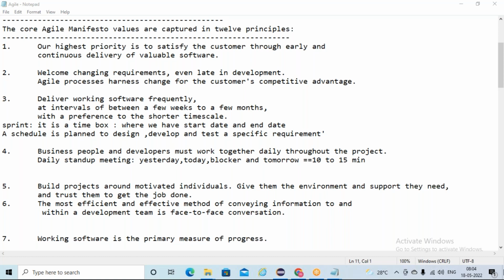So that is what sprint planning is, delivery of working software frequently at intervals between a few weeks to a few months. Few weeks means like 3 weeks, 4 weeks means a month. A sprint can be between 2 to 4 weeks. Every sprint, you can plan between 2 to 4 weeks like that. So within that shorter interval, we will plan and we will deliver.